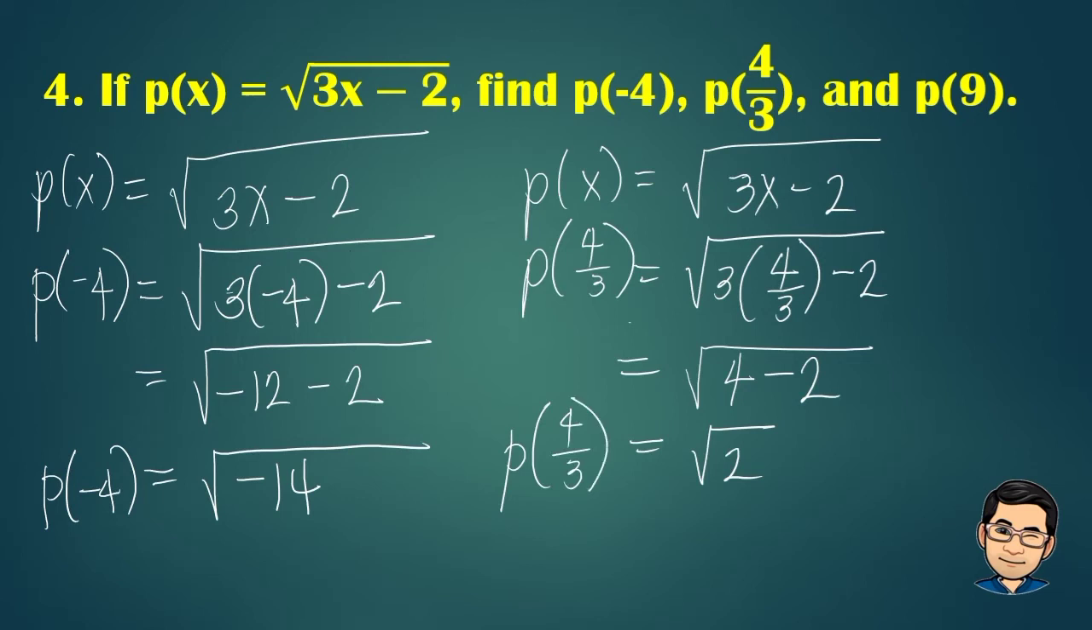Since this is a positive radicand, pwede natin siyang extract kung may common factor siya other than 1 na perfect square. So, since wala naman siyang ibang factor na perfect square aside from 1, so our final answer will be square root of 2.